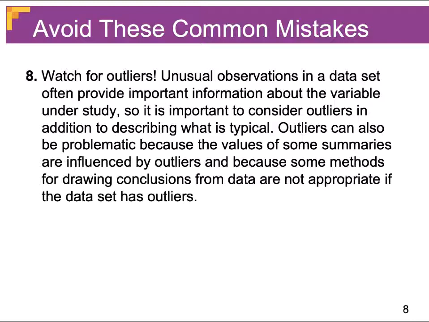Anytime you have unusual observations in a data set, it's important to know that about the variable under study, but you have to be careful when you're considering these outliers because they are not going to be typical. They're important, but they don't represent what's typical of your distribution. Outliers will cause problems because some of those summary statistics are influenced by our outliers, and as we move on, some of the methods for drawing conclusions from data are not going to be appropriate if we have a data set with outliers.